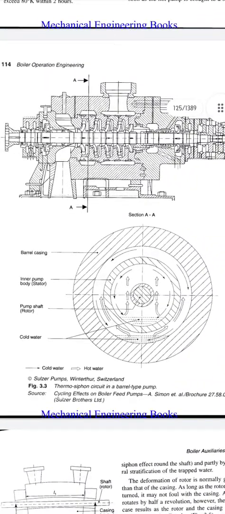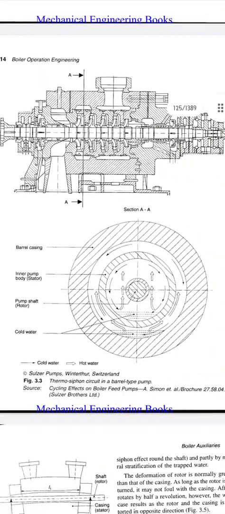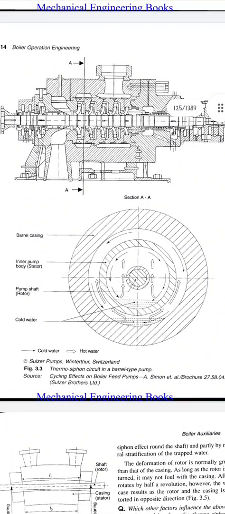So here we can see the barrel casing. The outer part of the diagram is the barrel casing, and inside we can see the inner pump body, stator, and then we can see the pump shaft, rotor, in the middle of the diagram. And we can see the cold water is in the bottom of the diagram.